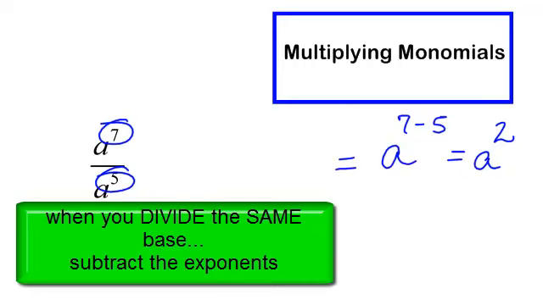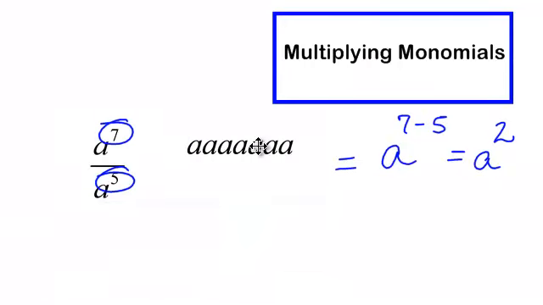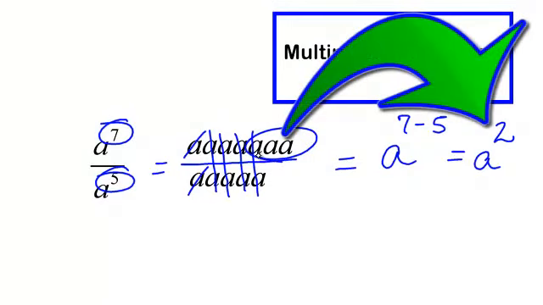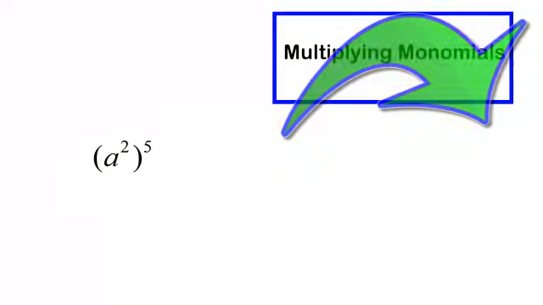Once again, if you want a little clarification, a to the seventh, a to the fifth, and then, of course, I would cancel. Those a's would cancel. And if you notice, I have a squared left in the numerator.